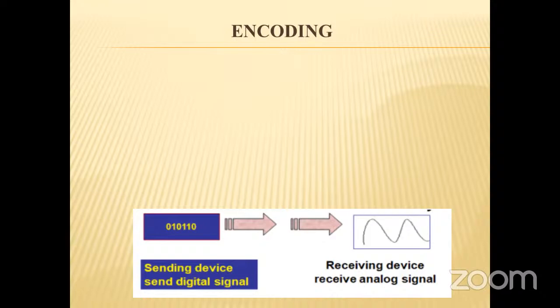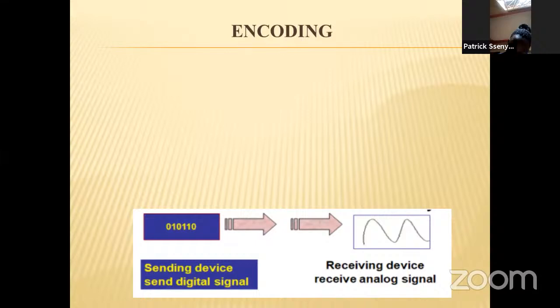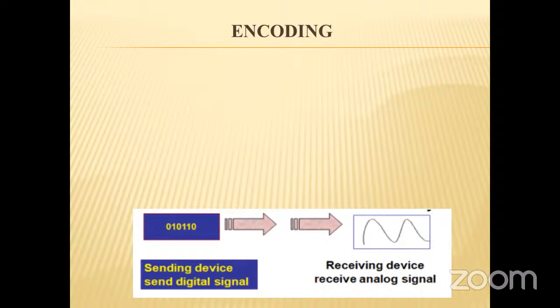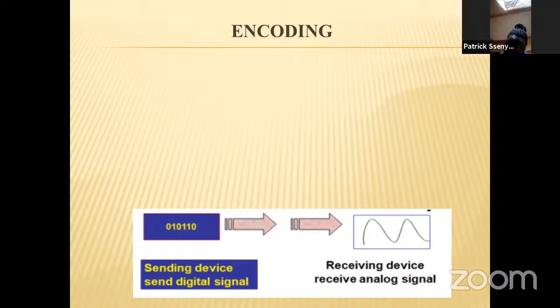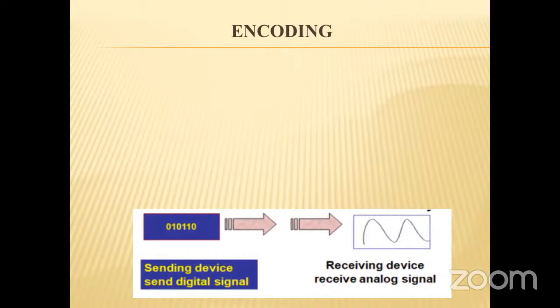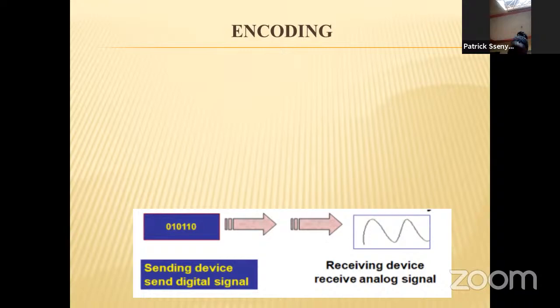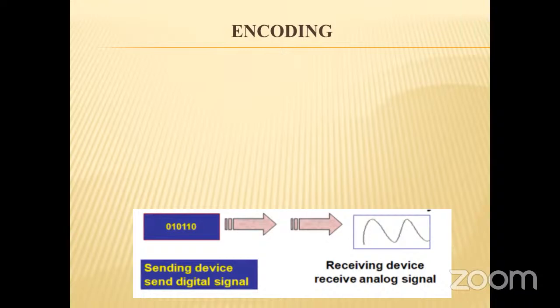next terminology, that is encoding. Encoding, we have an illustration just down there on the screen. You're seeing sending device, send a digital signal, then receiving device, receive analog signal. So when we talk about encoding, this involves conversion of data from digital signal to analog signals.